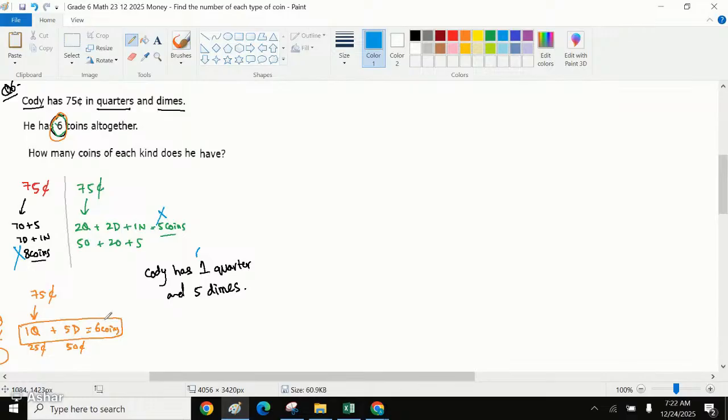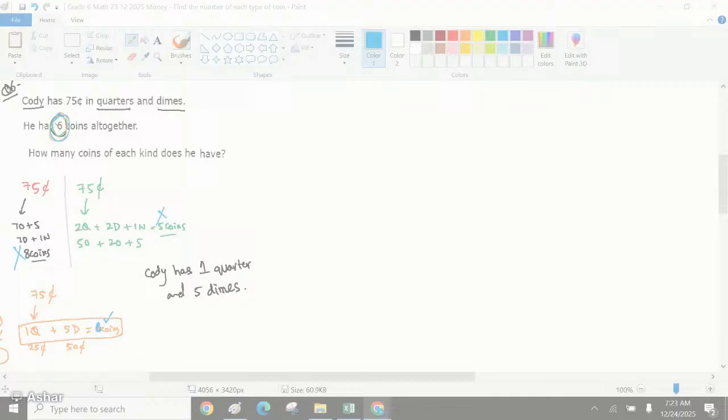But this is possible because we have the same answer of 6, because 6 was the condition the question gave us. The question told us that Cody had only 6 coins. So we need to find a combination in which we can only find 6 coins, right? Okay, good. Let's try another question. I'll just copy the question on the screen so that we have a better view.